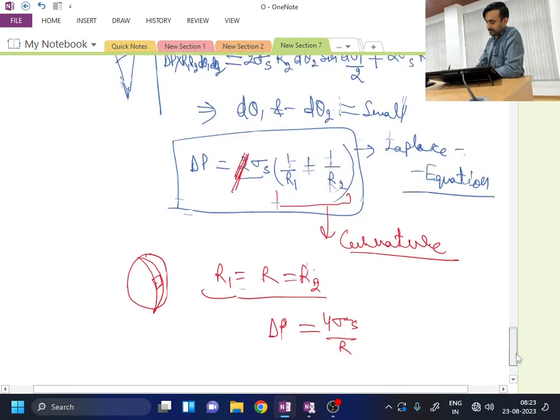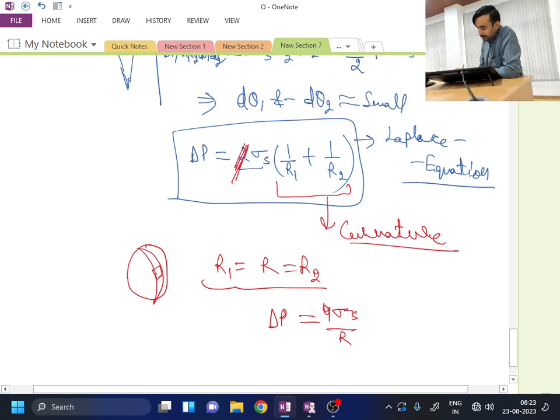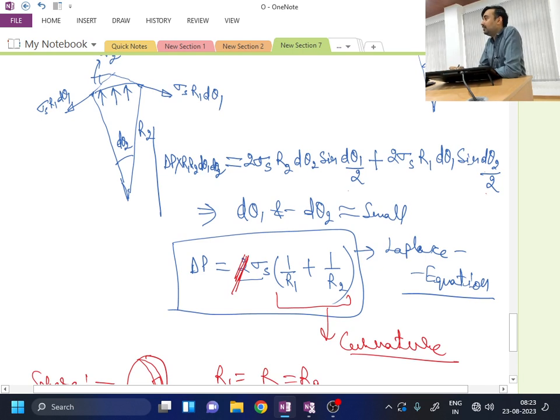Okay. So now if you do, then it will be coming as 2 sigma S by R, which is nothing but 4 sigma S by D for a sphere. So this is for a sphere. Please make this correction. Whenever I have taken the approximation of the angle, I have not deducted this 2 which is present in the denominator. Okay? Is this point clear?